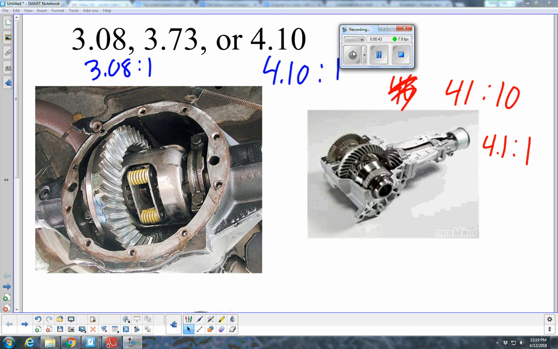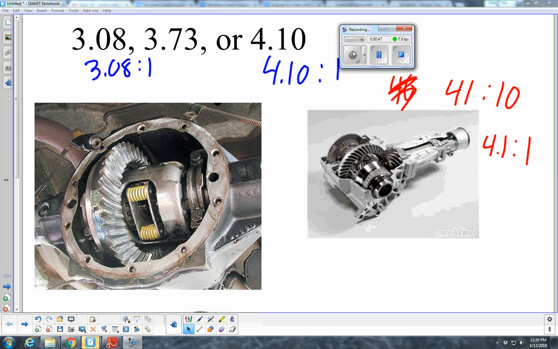All right, so what we're going to do is talk about how that works. We looked at some of these common ratios. These are some of your common differential ratios. Now, your ratios inside of your transmission vary from manufacturer to manufacturer. They're not all the same, okay?